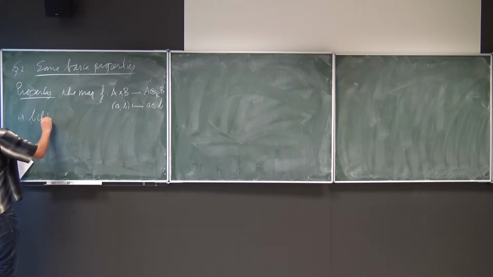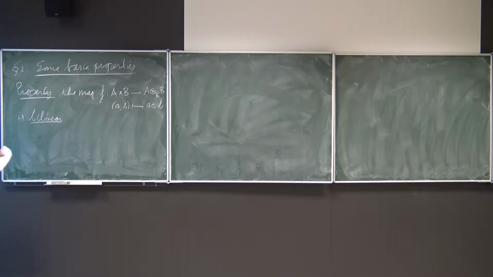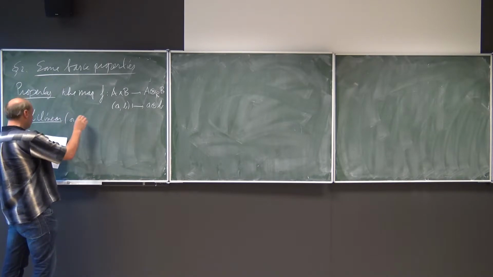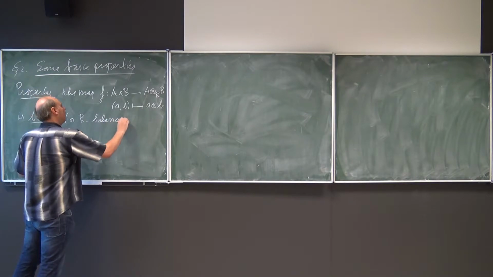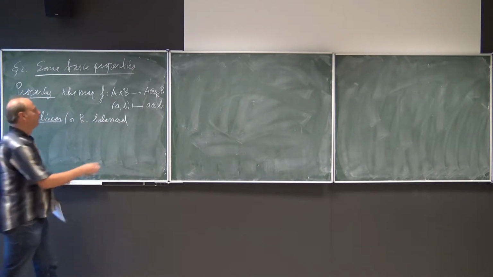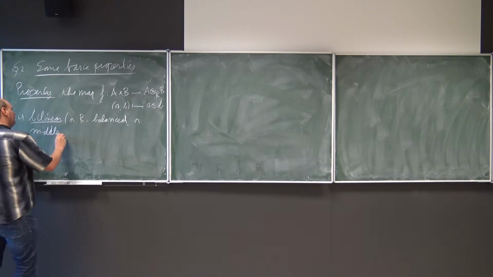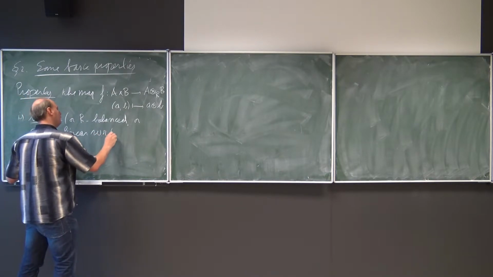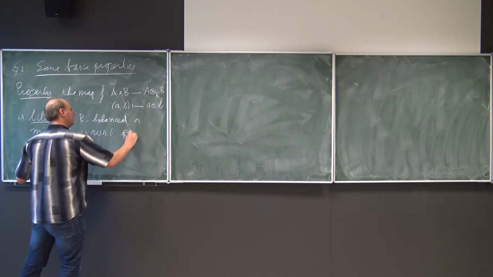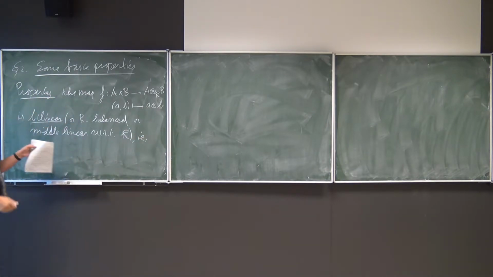and one says bilinear. This may be not an ideal terminology. So if you look in one of the other sources I quoted, one sometimes also says this is R-balanced or middle linear with respect to the ring R. So what do we mean by this terminology?